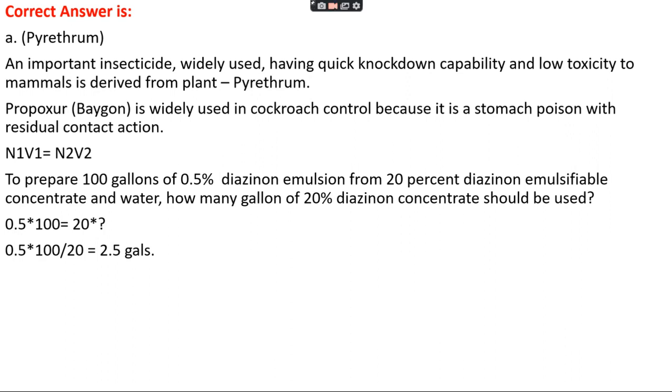Okay, so put this value in the formula: N1, that is 0.5, into V1, which is 100, is equal to N2, which is 20, into V2, which will be X. So the right answer will be 2.5 gal. This type of formula can be used for such types of questions.